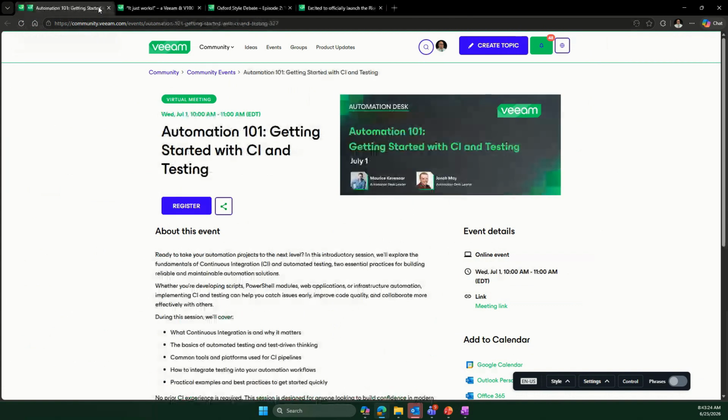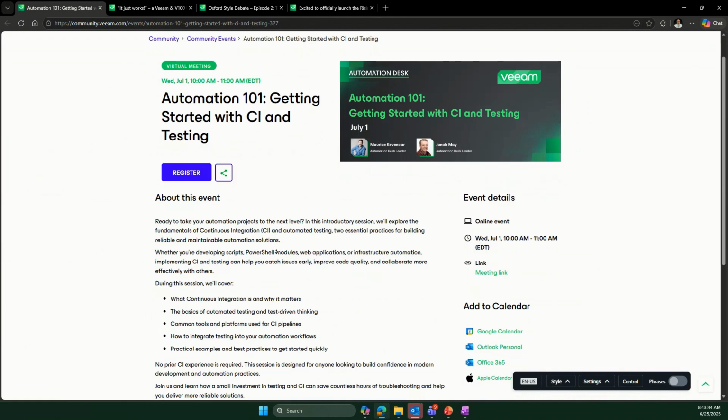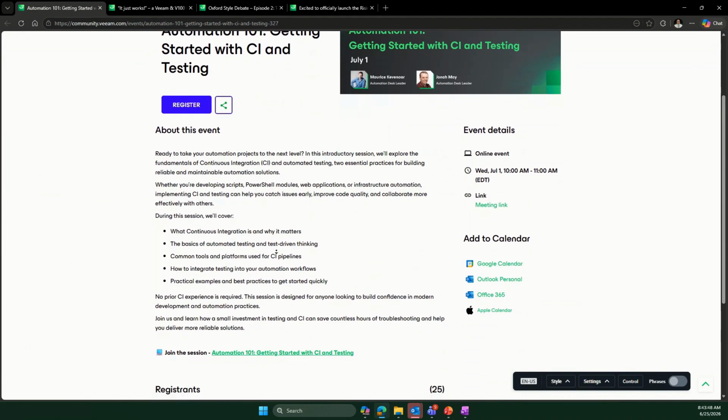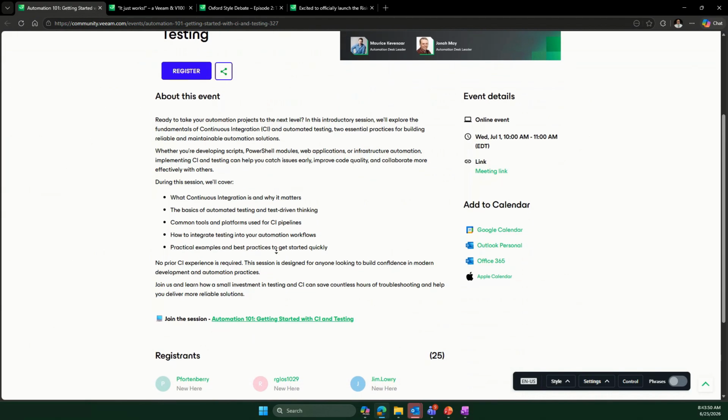All right, next up is not June 30th, but it was going to be. Jonah and Maurice are up with Automation 101, getting started with continuous integration and testing. That's an interesting one, because automation and continuous integration is your next level automation type of journey. So this is cool.